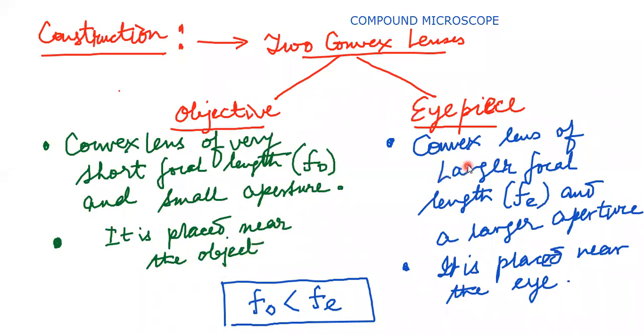Whereas the eyepiece is a convex lens of larger focal length, Fe, and a larger aperture. It is placed near the eye. Through the eyepiece we see the final image. Over here, one thing is very important: the focal length of the objective is smaller than the focal length of the eyepiece. So these are the basic constructions of a compound microscope.